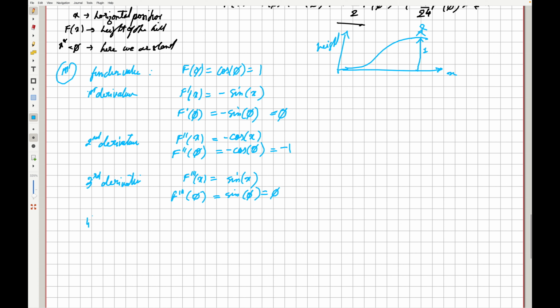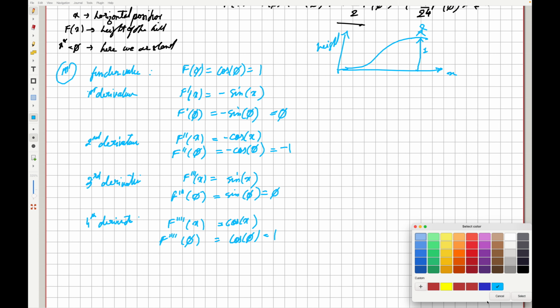And then if we go on to calculate the fourth derivative, we have f fourth derivative of x equals cos of x, and if we use the value of 0, this gives us cos 0, which is equal to 1. So these are higher order correction terms. Now if we plug all of this into the Taylor series formula, what we get is the following.